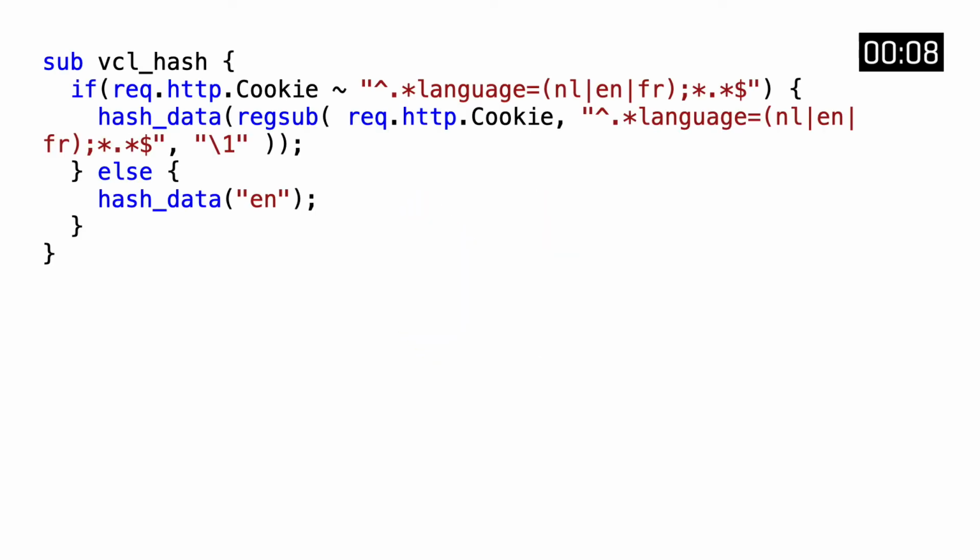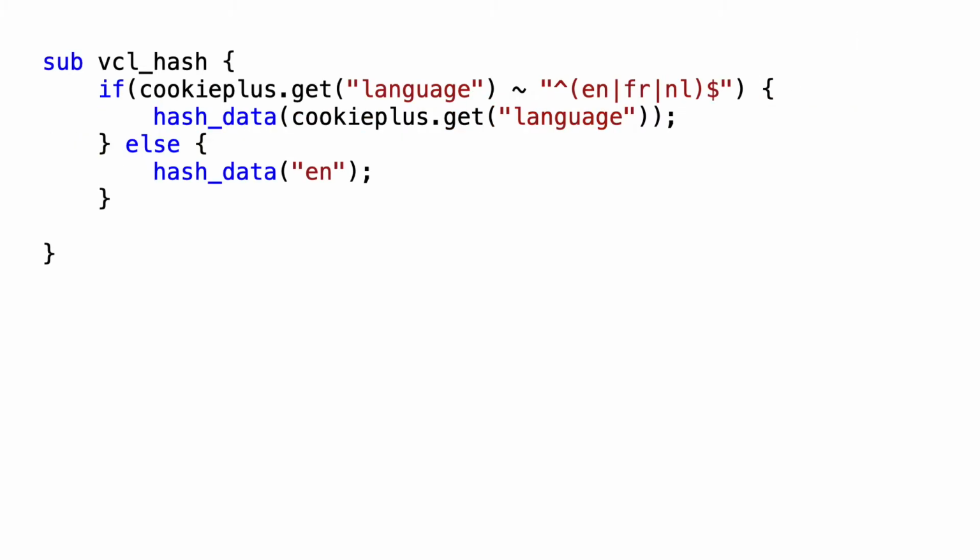But there's also another solution that doesn't require a vary cookie. In fact, you can extend VCL hash and add the cookie to it by identifying whether or not there is a cookie and if it fits the right value, and then performing a hash data on the cookie value. If you're using Varnish Enterprise, again, there's a clean API through the cookie plus vmod, so it's a matter of performing a hash data on the cookie plus.get and the language cookie.